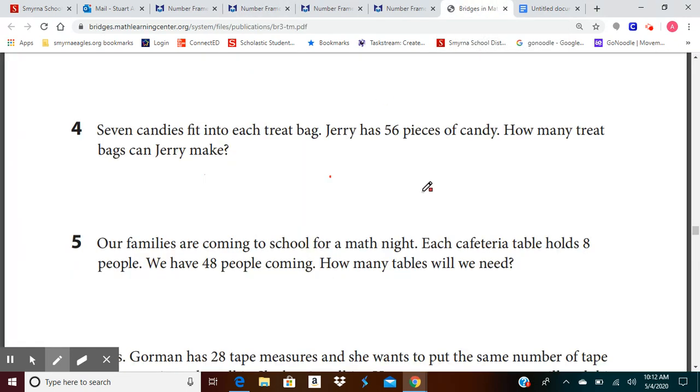So how many treat bags can Jerry make? You guys help me figure out that Jerry can make 8 treat bags from the 56 pieces of candy with 7 in each bag.